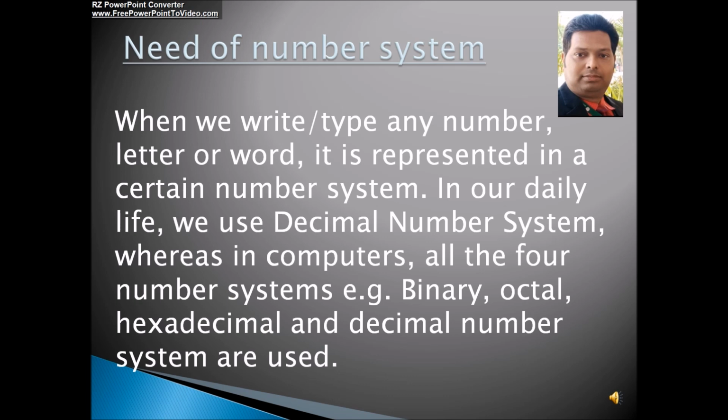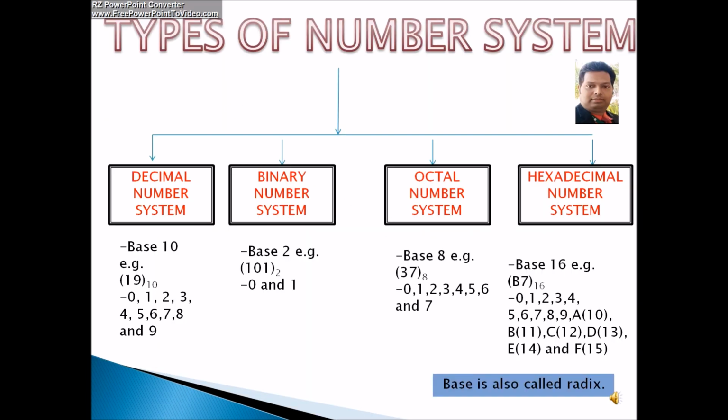Here in this slide we talk about types of number system. The first one is decimal number system. It has base 10 and the digits used in it are 0, 1, 2, 3, 4, 5, 6, 7, 8 and 9. Now we proceed to binary number system. It has base 2 and 0 and 1 are used. Now 2, 3, 4, 5, 6, 7, 8 and 9 cannot be used in binary number system.